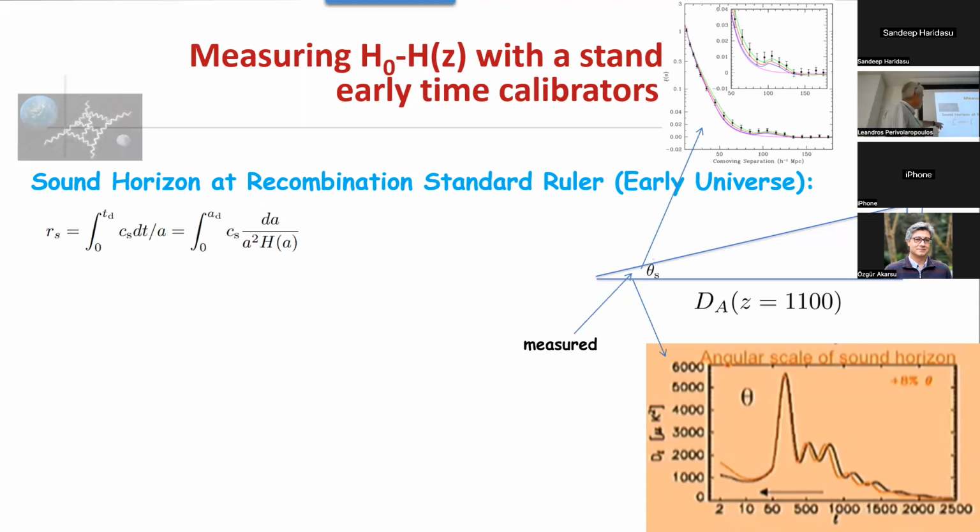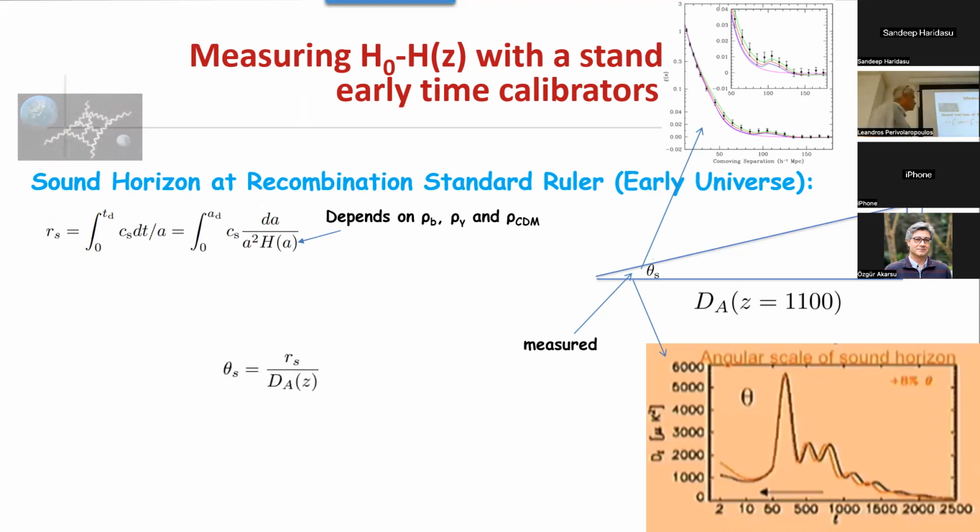We use this r_s, the sound horizon scale, which is the distance traveled by sound waves from the Big Bang to the time of recombination, expressed this way in terms of the Hubble parameter and the scale factor. You can estimate what the scale factor should be during this period, which now depends on the density of baryons, the density of photons, and the density of dark matter. So it can be calculated.